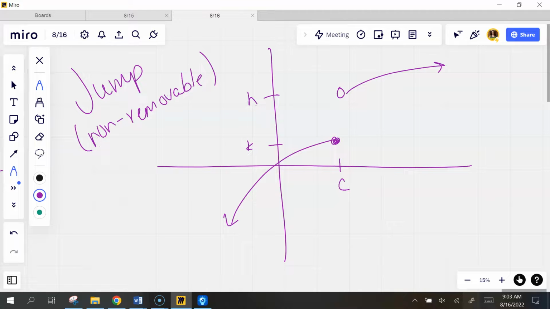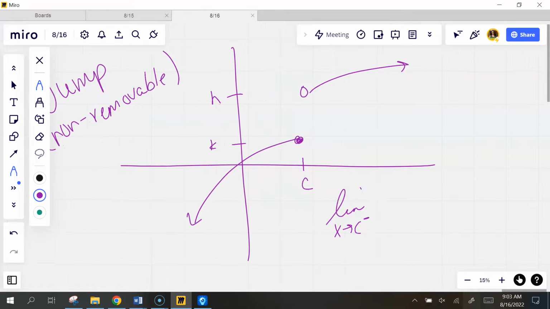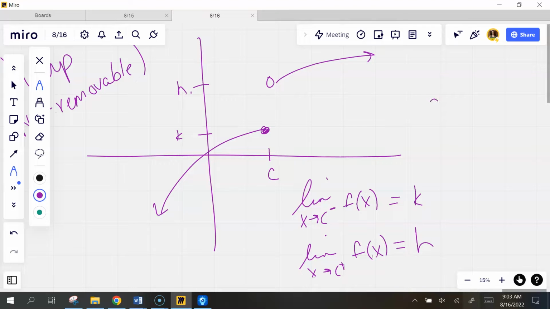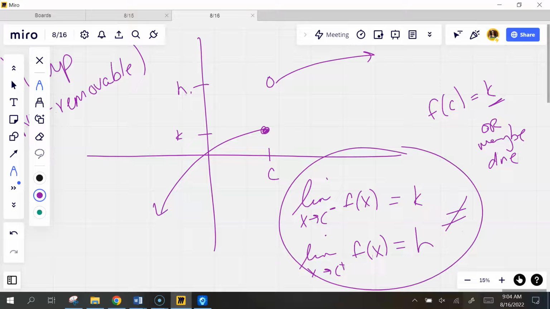Just like with the removable discontinuity, the limit as x approaches C from the left, in this case, what is it? A. And the limit as x approaches C from the right are not the same. They're different. But if I do plug in sometimes on this, if I plug that value in, that f of C, it does equal one of those limit values. That happens sometimes. Sometimes this could, or maybe does not exist. This is enough right here when these don't equal to tell me that, hey, I'm not continuous. If the limit's not the same coming in from both sides, there's no way I can be continuous.